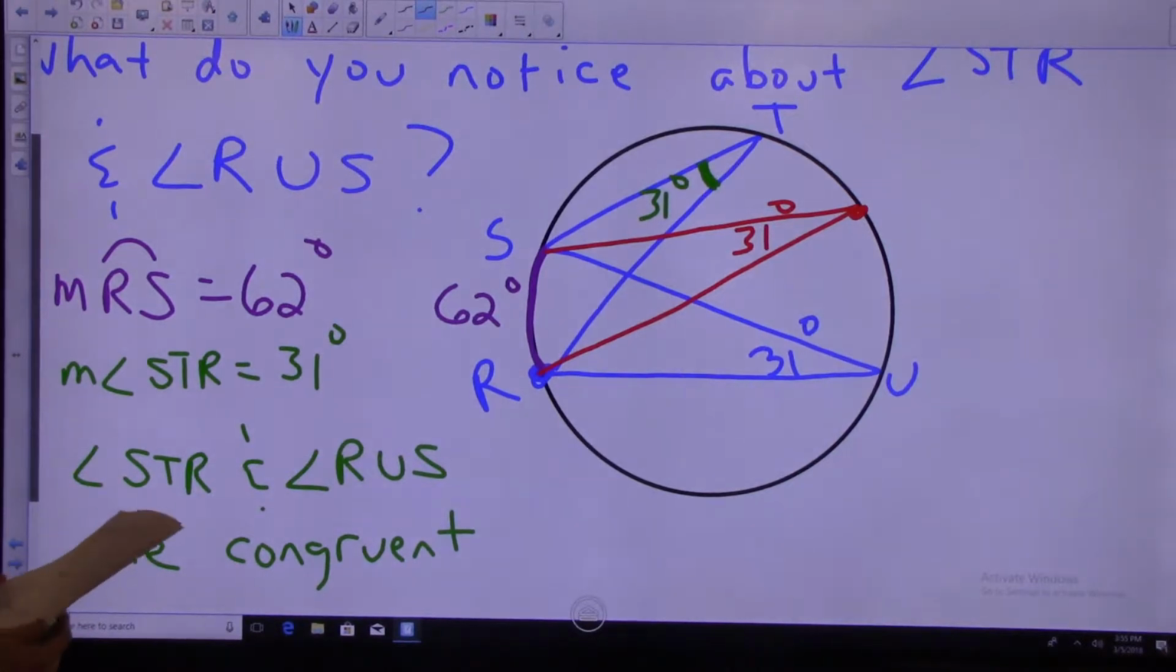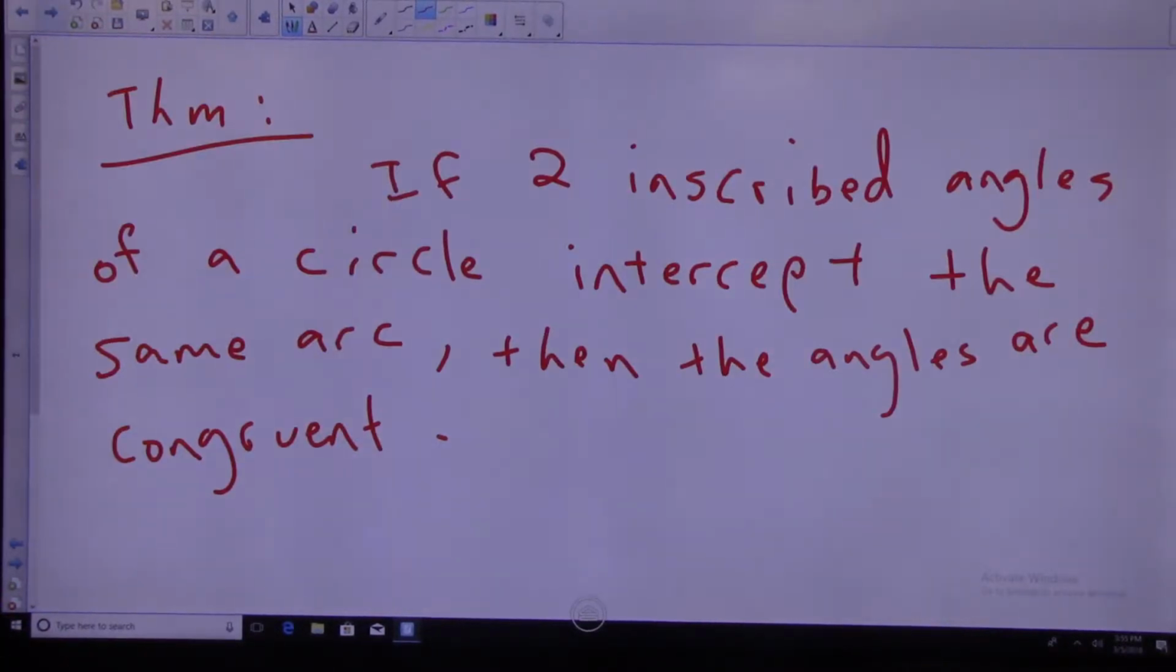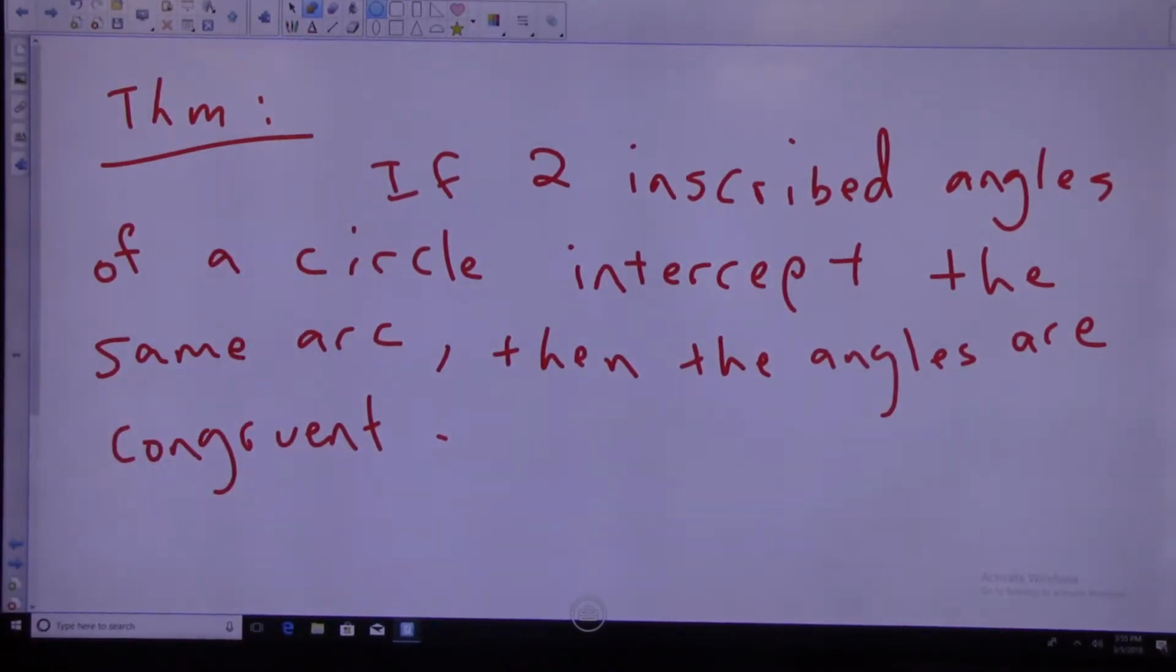So let's keep going. The next thing is to define what an inscribed polygon is. Actually, no, sorry, I'm getting ahead of myself. We need to write down this theorem. So we talked about it, we need to write it down now. So this theorem says this. If two inscribed angles of a circle intercept the same arc, then the angles are congruent. So what should go in the first two blanks is inscribed angles, and the last blank is congruent.